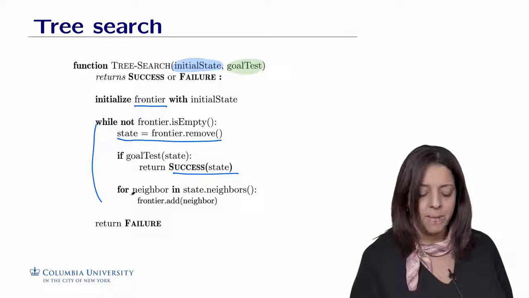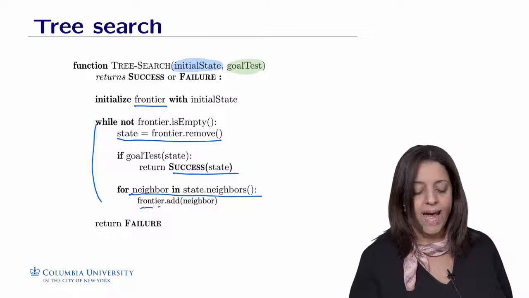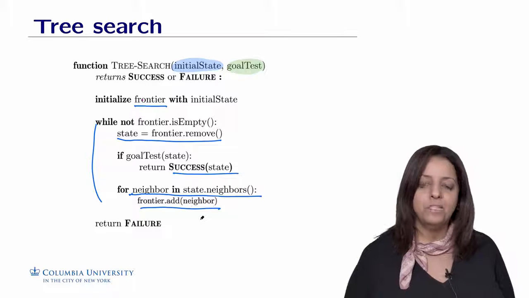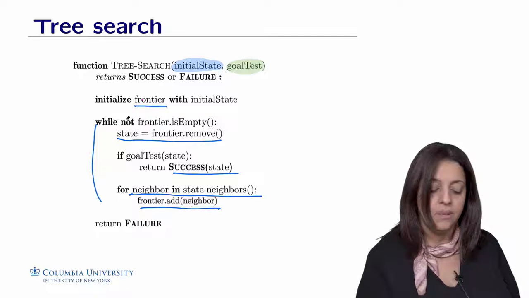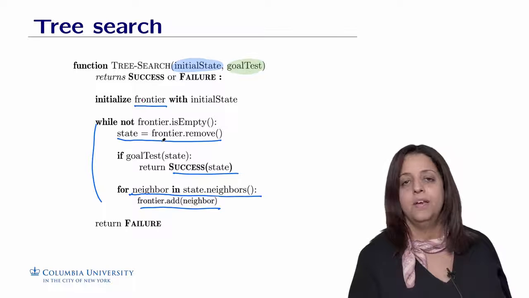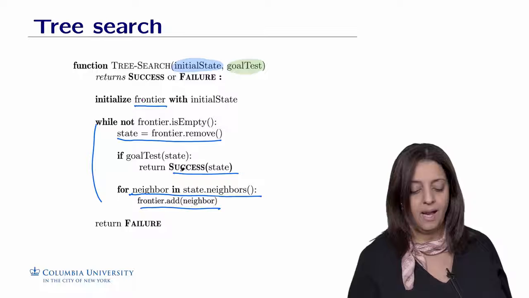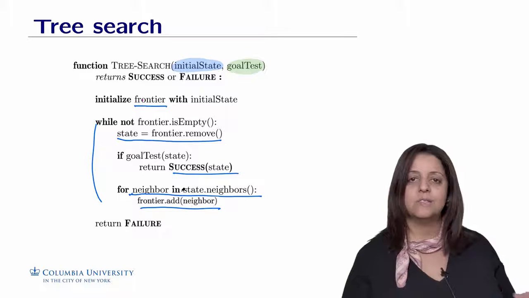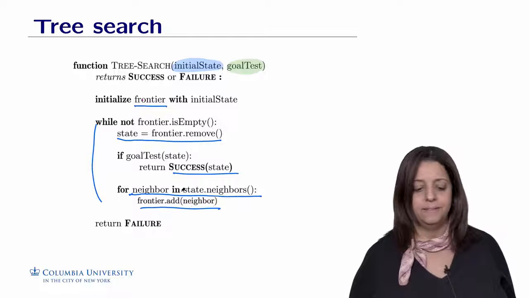So I'm going to take all the neighbors in state.neighbors and add them to the frontier. I'm going to put more people in the waiting room to be explored next. And the process will continue, will iterate. I'm going to again pick one element from the frontier and test it. If it's the success, then I stop. I return success. If not, I'm going to continue exploring my search space and growing my tree accordingly. So this is how the tree search is being done.